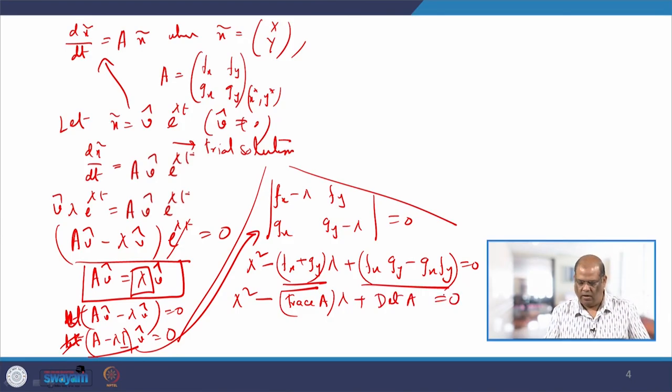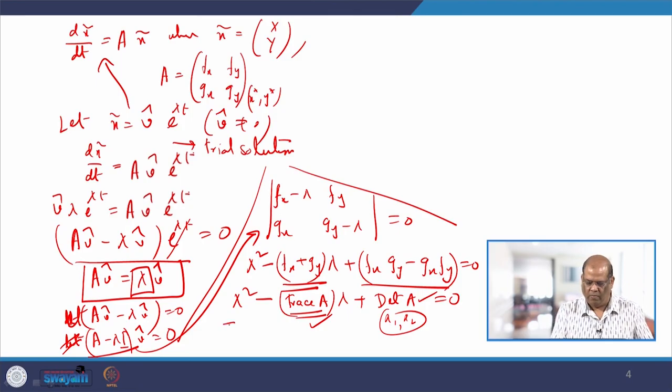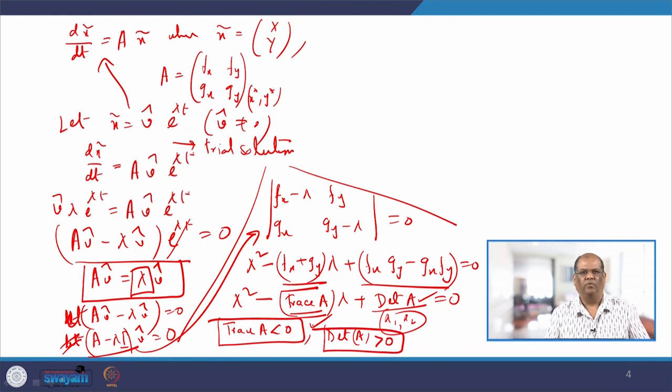Now, for the system to be stable, both the eigenvalues need to be negative. If lambda 1 and lambda 2 are the eigenvalues, this gives the sum of the roots and this gives the product of the roots. So, the sum of the roots, if both lambda 1 and lambda 2 are negative, must be less than 0, which implies that the trace A must be less than 0. And if lambda 1 and lambda 2 are negative, their product must be positive, which implies that the determinant A must be greater than 0. So, the condition that the system of two equations will be stable is that the trace of this matrix A must be less than 0 and the determinant of this matrix A is greater than 0.